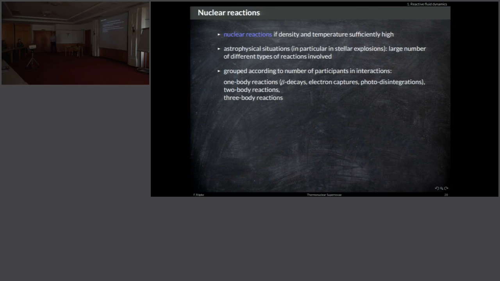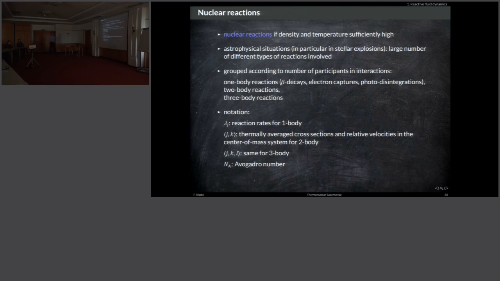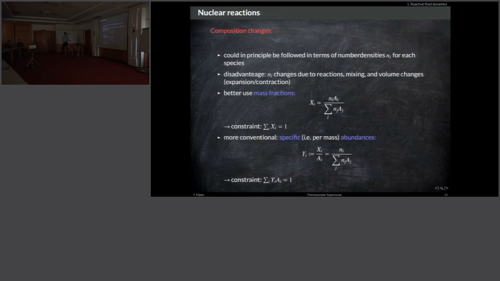These are grouped according to the number of participants in the interactions as one-body reactions. So this would be beta decays, electron captures, and photon disintegrations. Then we can have fusions between two nuclei, these are two-body reactions, and even three-body reactions. The notation for this is that we introduce this lambda j as denoting the reaction rate for one-body reactions. Then this bracket notation for the thermally averaged cross sections and relative velocities in the center of mass system for the two-body reactions, and we do the same thing for the three-body reactions as well. And then we can actually write down the expressions for the changes of the composition.